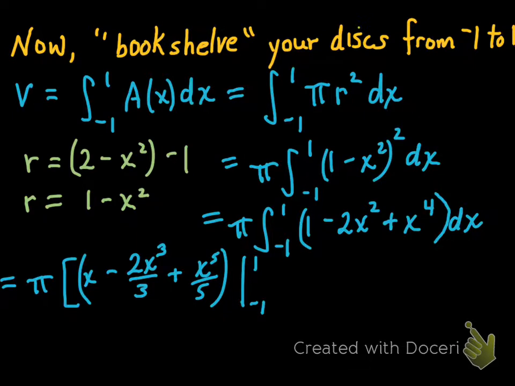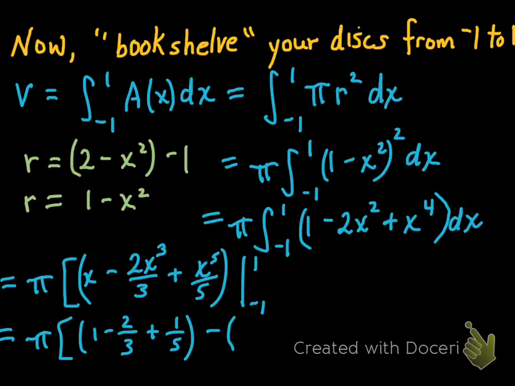It's now time to evaluate that integral answer from negative 1 to 1. So this is FTC1 in action. Don't forget about that pi in front. This is what happens when I plug in the top limit of integration wherever I see an x. I'm talking about the number 1, and I get 1 minus 2/3 plus 1/5. FTC1 tells me you must subtract.